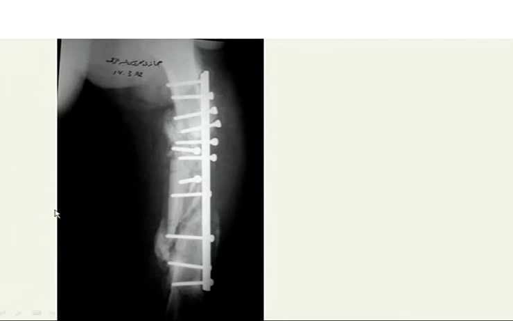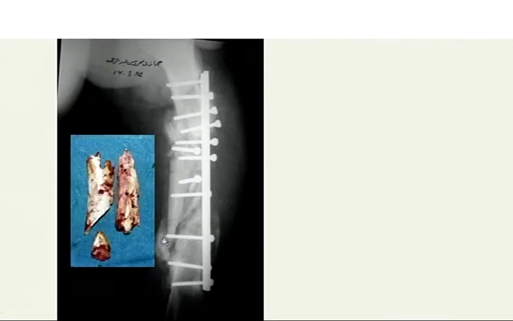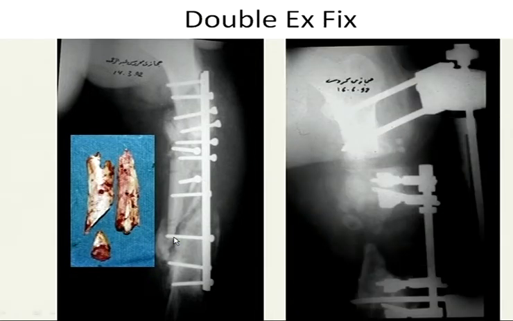This poor patient had infected plate, infection after plating, and you can see here big sequestra. These are the sequestra removed from this patient with loose screws, no fixation, so all of this was removed. And then the limb was scarred, and this is a unilateral fixator used here, and this is another fixator used here.